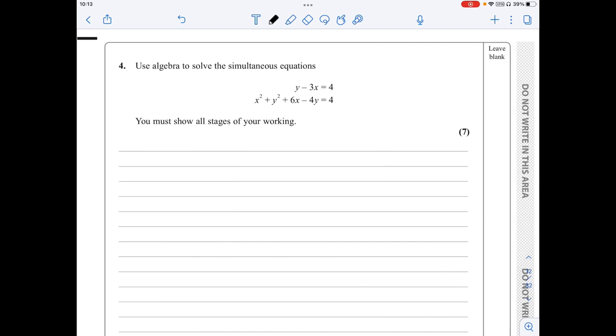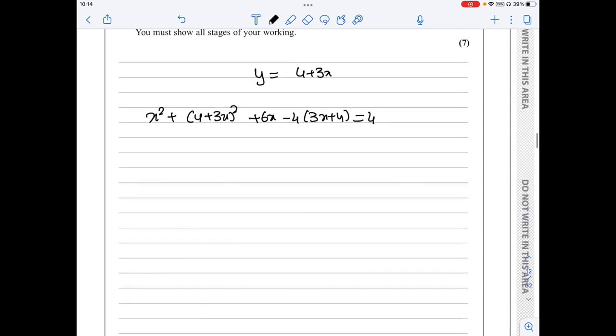So y minus 3x equals 4 and x squared plus y squared plus 6x minus 4y equals 4. So what am I going to do? Make y the subject. So y equals 4 plus 3x. Plug y equals 4 plus 3x into the equation. So I get x squared plus (4 plus 3x) whole squared plus 6x minus 4 times (4 plus 3x) equals 4.